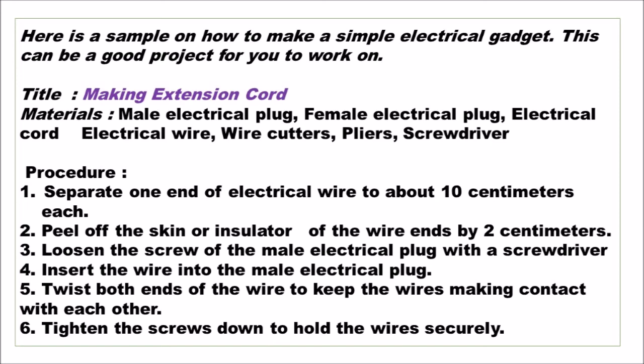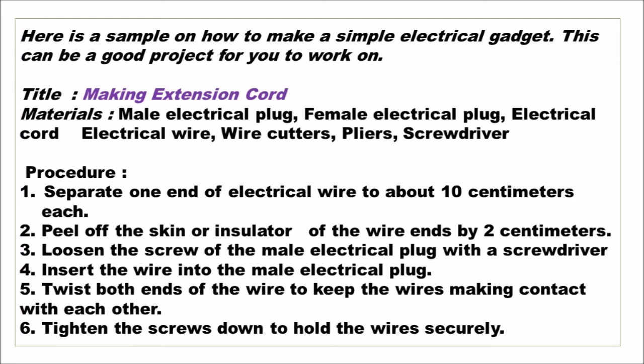Number 1, you are going to separate one end of electrical wire to about 10 centimeters each. Number 2, peel off the skin or insulator of the wire ends by 2 cm. Number 3, loosen the screw of the male electrical plug with a screwdriver. And number 4, insert the wire into the male electrical plug. Number 5, twist both ends of the wire to keep the wires making contact with each other. And number 6, tighten the screws down to hold the wires securely.